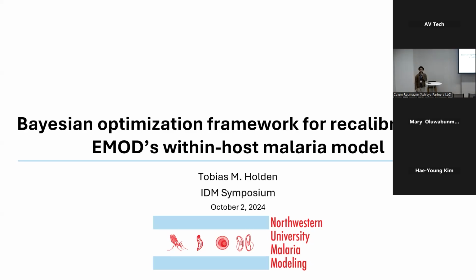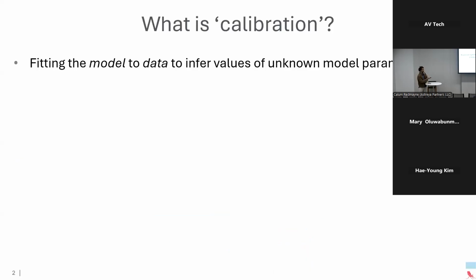So I'm Tobias Holden. I'm a graduate student at Northwestern. I work with Dr. Jillian Jardin, and I'm really happy that you all have had the same introduction to these methods that I got from Aurelian. So we're more or less on the same page. I'm going to talk about our framework for using Bayesian optimization to recalibrate EMOD's within host malaria model.